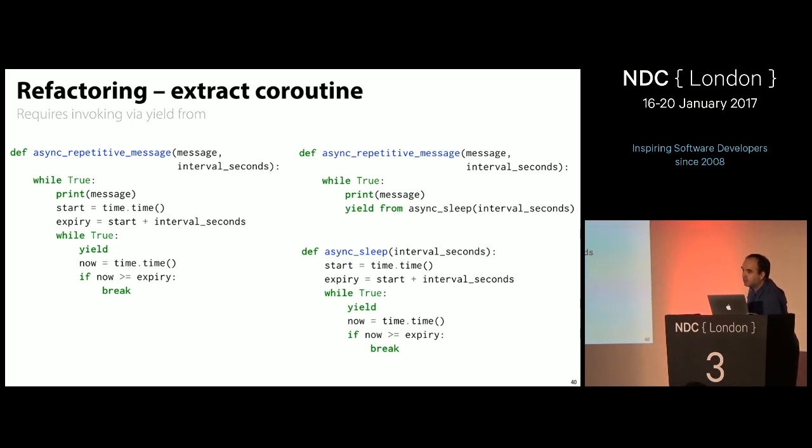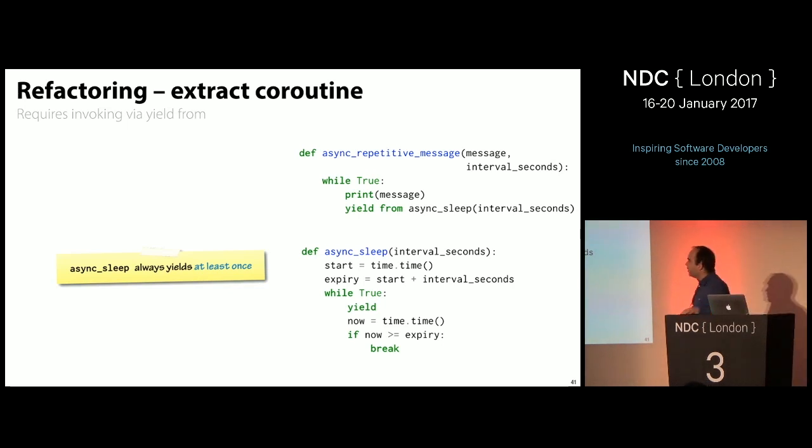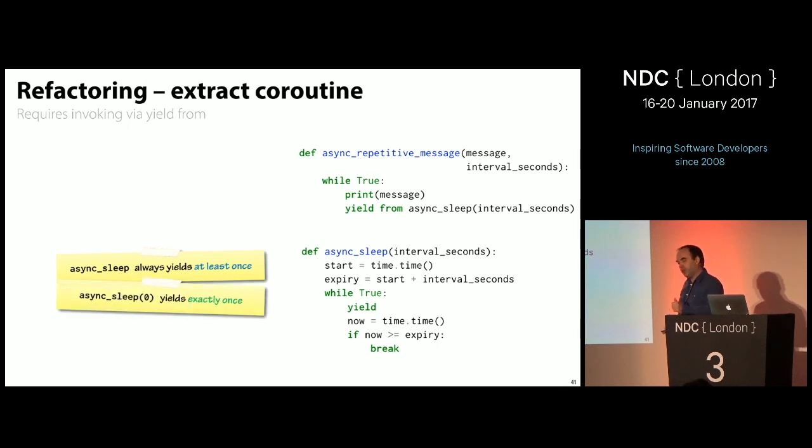Make sense? Following? Good. So this sleep thing turns out to be significant. Async sleep always yields at least once, because that's one of the guidelines I gave you. We come in here, and you always get to that yield at least once. Async sleep 0 yields exactly once, right? Which is nice, a useful property.